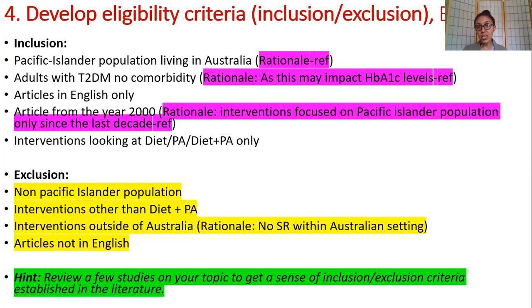Then articles which are not in English, I will not be considering them because English is the only language to be used for the review, in my case. But of course, please do be mindful that researchers who are bilingual or multilingual do include research articles of various other languages, although their final systematic review could be in English, but they have the capacity to be reviewing the articles in other languages as well. All right. So yes, this is a hint. If you were to do a systematic review in real life, please look at a few original articles on your topic or area of interest, and look at their inclusion and exclusion criteria, which is written in the method section of the paper. This will give you an idea about what sort of inclusion and exclusion criteria you should be developing for your systematic review. All right.